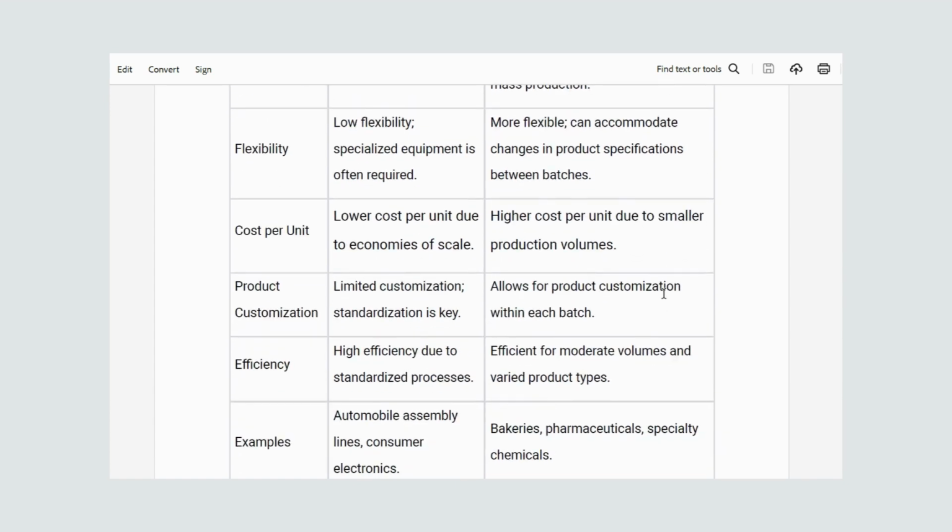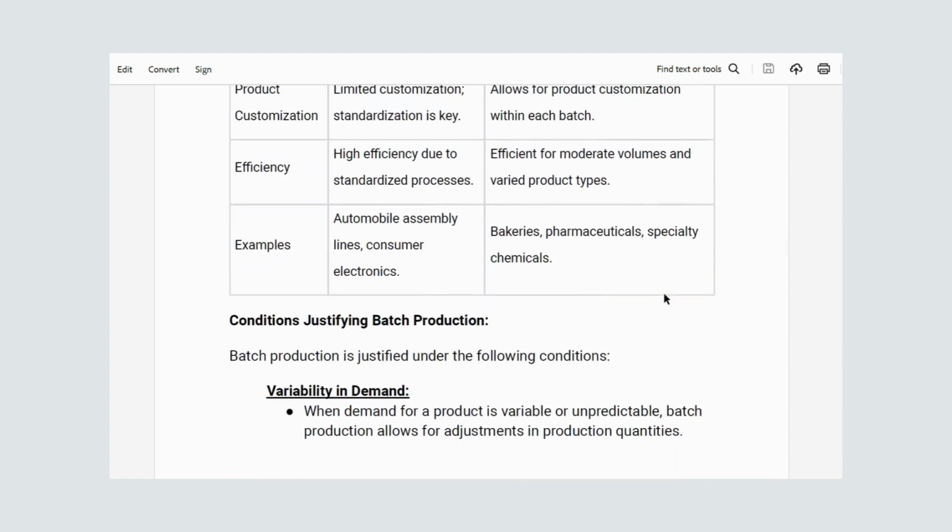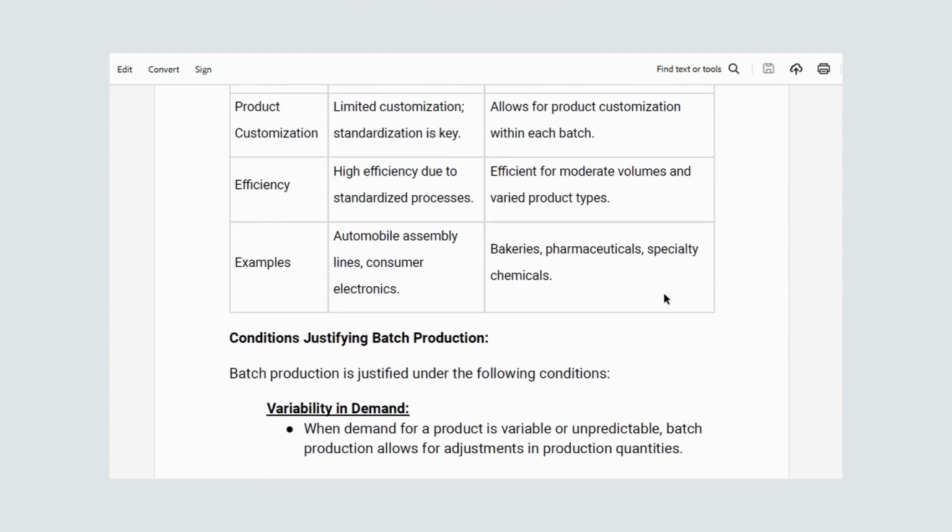And when we talk about product customization, limited customization or standardization is the key in mass production, while batch production allows product customization within each batch. Okay, then talking about the efficiency and the examples, all those things. Okay, so under what conditions can we justify batch production? Here we can give the advantages of batch production.